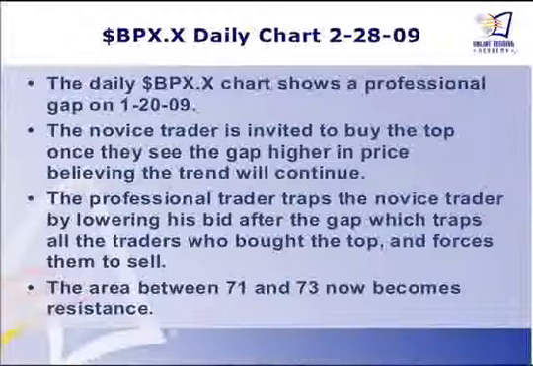And I mentioned back then in February that the British pound, the dollar showed a professional gap. A novice trader is invited to buy the top once they see the gap higher in price, believing that that trend is just going to continue higher. But the professional trader usually drops the bids right after the gap, which traps all the traders who bought the top and therefore forces them to cover. So all of a sudden, that's when you start to see prices fall pretty quickly because everybody that's up there on the top gets trapped. And so right then in February, we realized that that 71 to 73 area becomes resistance.